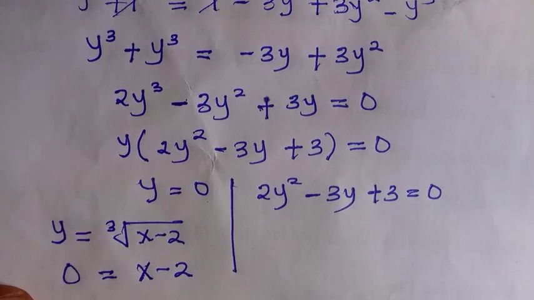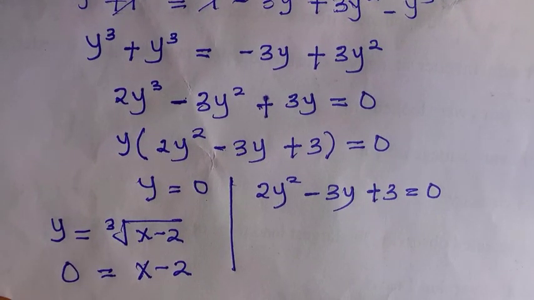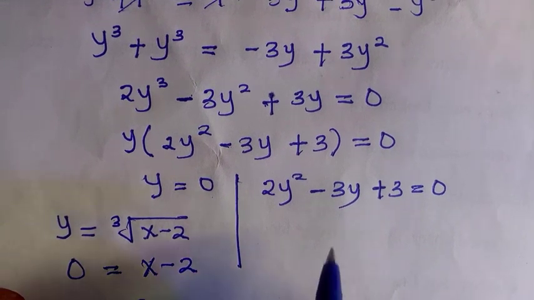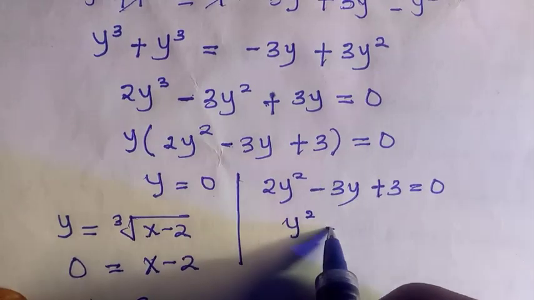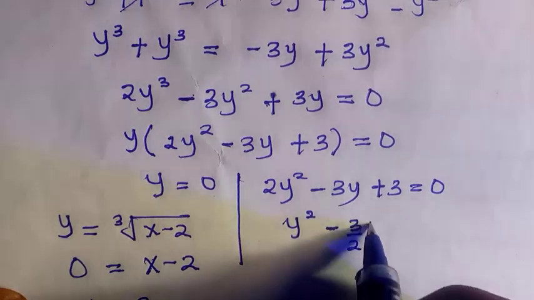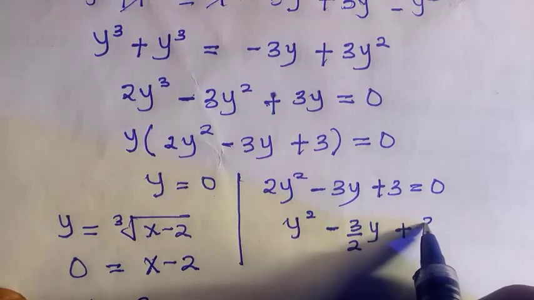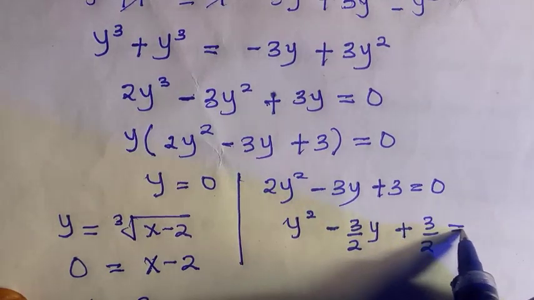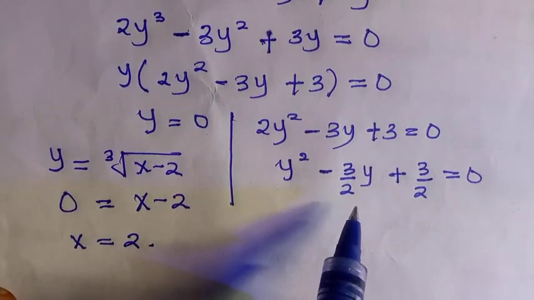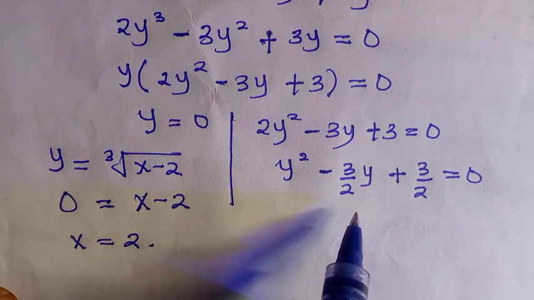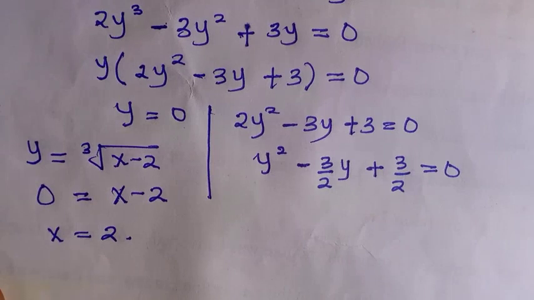And let's deal with the second one to obtain the other solutions. And here I'm going to use the completing the square method, as I used to do. We have y squared minus 3 divided by 2 y plus 3 divided by 2 equal to 0. So for the middle term here, we make sure we divide it by 2 and we square everything, then we add and subtract from both sides.